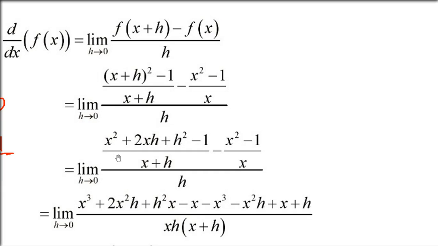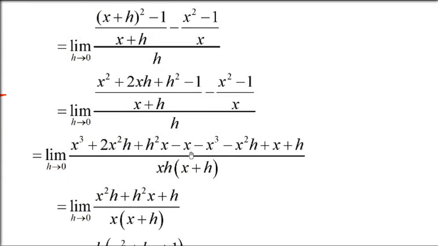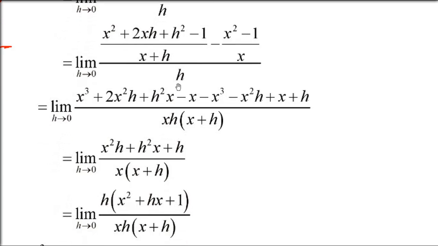Okay. Now just take the LCM, opening x plus h whole square. Open x plus h whole square and take the LCM. And then x into x square plus 2xh plus h square minus 1, multiply this. Then you have here x plus h into x square minus 1. Then in the denominator you have x and x plus h.